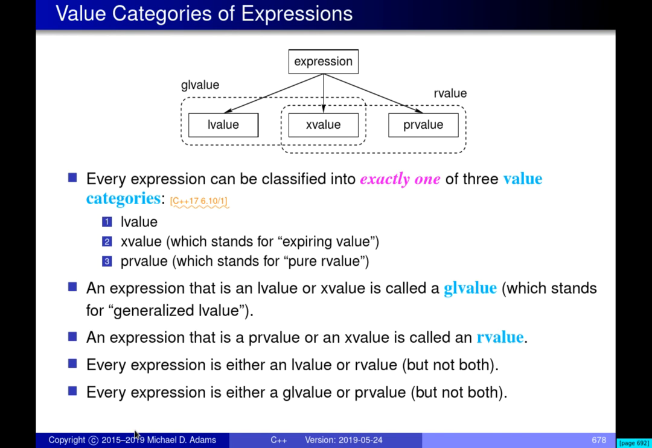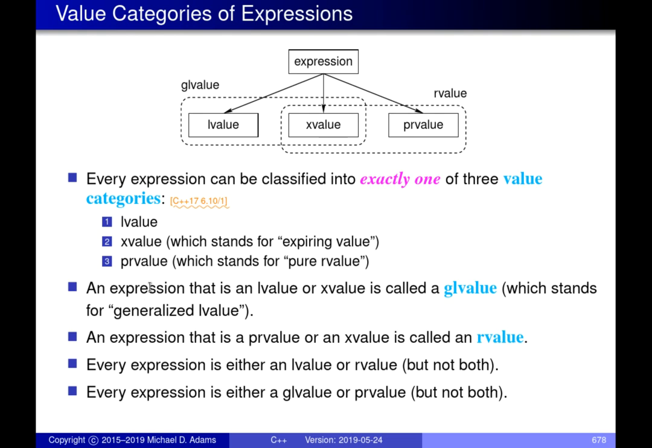This section is talking about what are called value categories. Value categories are a way we can classify expressions in the language. We're not talking about variables here, but rather expressions, like y equals x is an expression, a plus b is an expression. Basically almost anything is an expression in the language. And every expression can be classified into one of three mutually exclusive categories. These are what are called value categories.